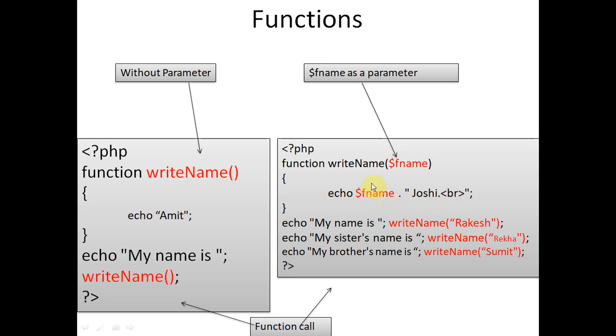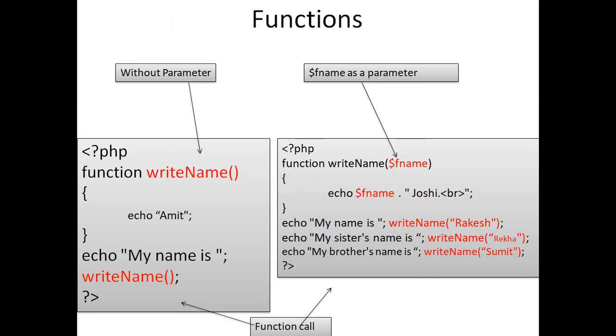So we are concatenating this variable with the string. Now you can see after this function we have echo my name is, then a semicolon, and then the writename function, and by running this function we are passing the Rakesh argument to fname. So Rakesh is passed to the fname variable. In the second line we have echo my sister's name is, and again we are passing writename Rekha. Rekha is transferred to fname, and in the third line my brother's name is writename Sumit, and Sumit is transferred here. So this is the way of running this function in PHP.